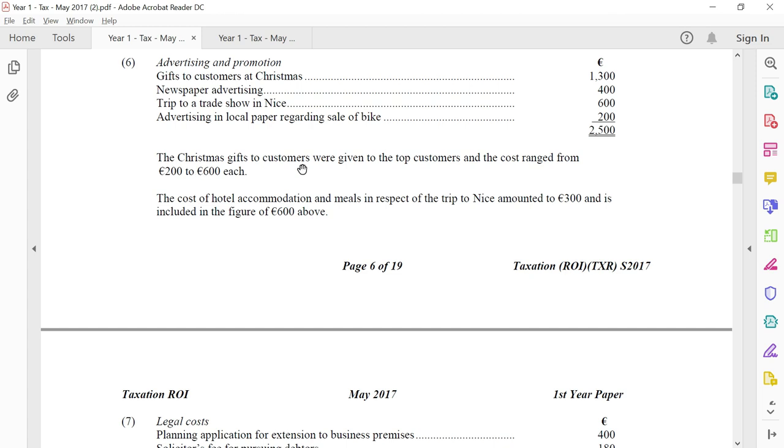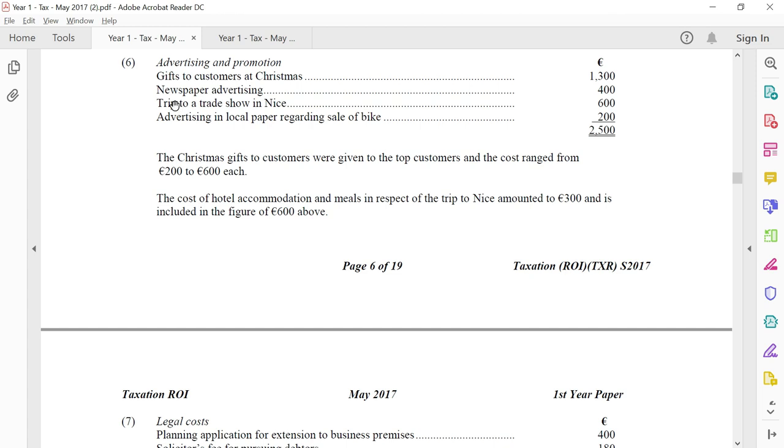The Christmas gifts were given to customers, the top 10 customers, and it ranged from 200 to 600. Wonderful. Don't care. Even if it was a cent, a gift to your client is never ever allowed. It's specifically disallowed in legislation under Section 81. The cost of the hotel accommodation and meals in respect of a trip to Nice amounted to 300 and included in the figure of 600 above.